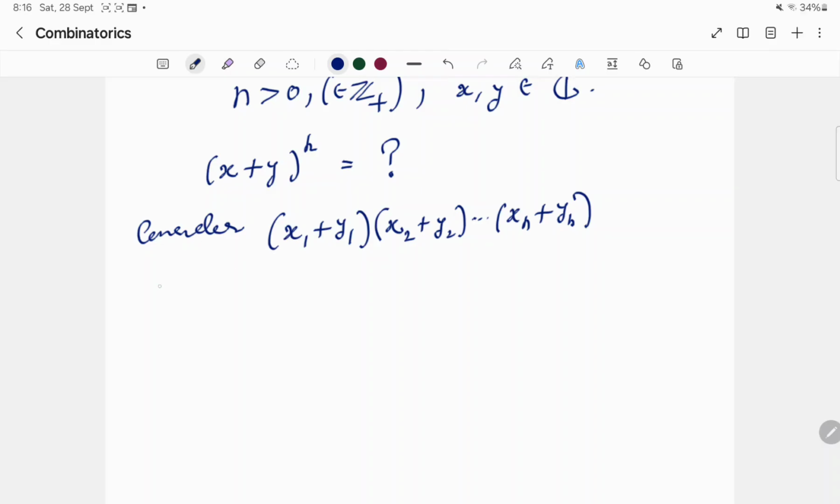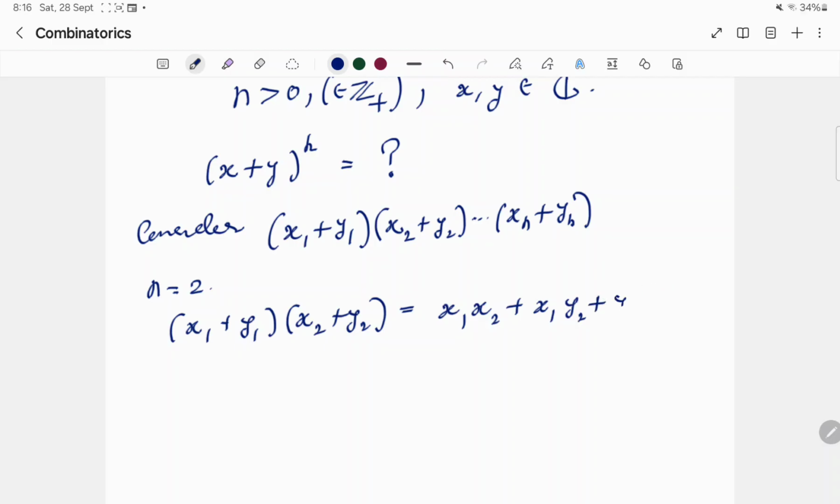Let's observe a smaller case, when n equals 2. So this product will look like (x1 + y1)(x2 + y2). If you expand in the traditional fashion, you get x1 x2 + x1 y2 + y1 x2 + y1 y2. So you got a sum which actually involves 4 terms.